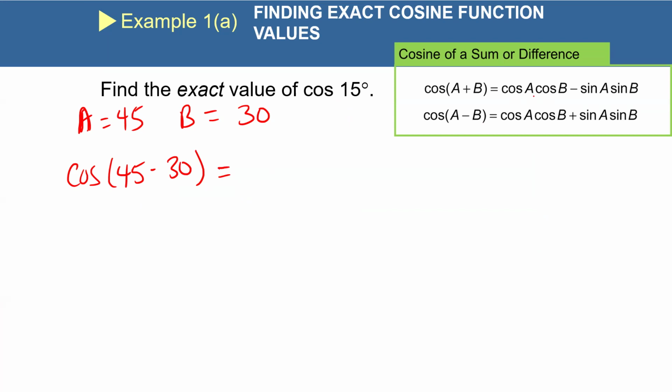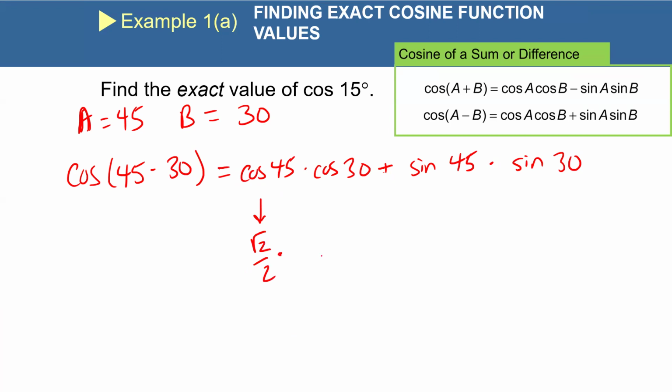Okay, so the pattern that you follow is cosine of your first angle times cosine of the second angle, plus sine of your first angle times sine of your second angle. We're just gonna expand it out. So we have cosine of 45 times cosine of 30 plus sine of 45 times sine of 30. And we're going to use our unit circle to find those values. So the cosine of 45 is what? Square root of 2 over 2 times the cosine of 30, square root of 3 over 2, plus sine of 45 times the sine of 30, 1/2.